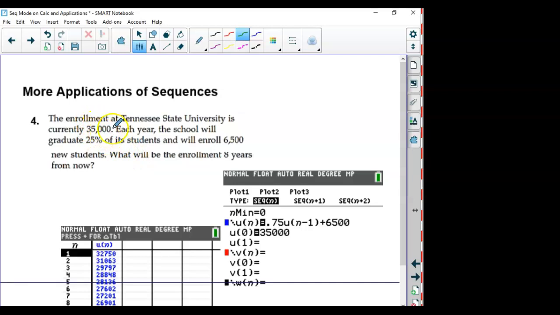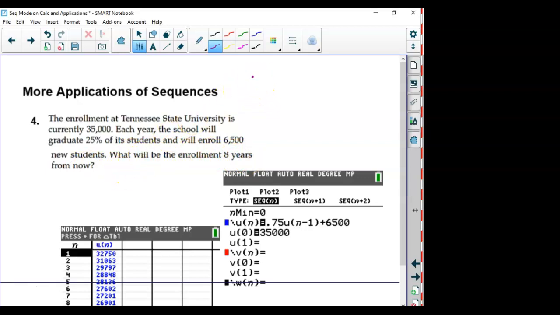This particular question is out of our book. This is not arithmetic nor geometric. It says University of Tennessee State, whatever it says, its current enrollment is 35,000. Each year the school graduates 25%, or about a fourth of their students, and then enrolls a new class of 6,500. What will the total enrollment be 8 years from now? Okay.